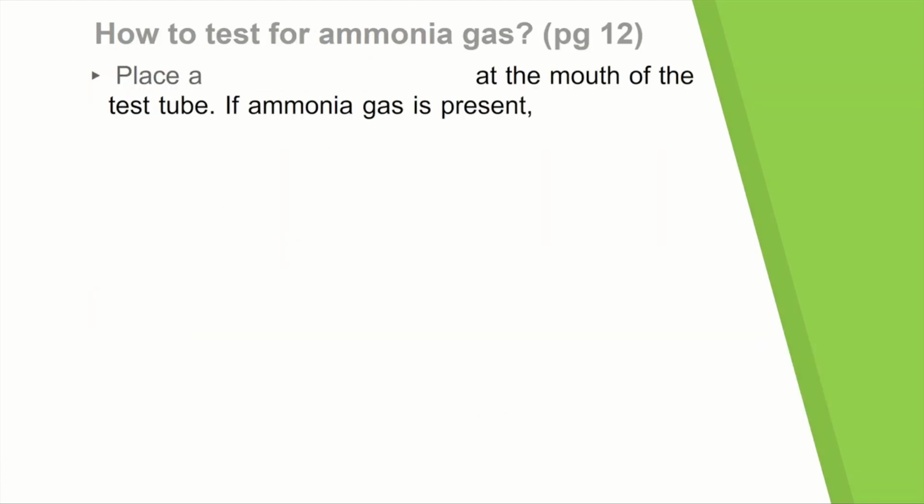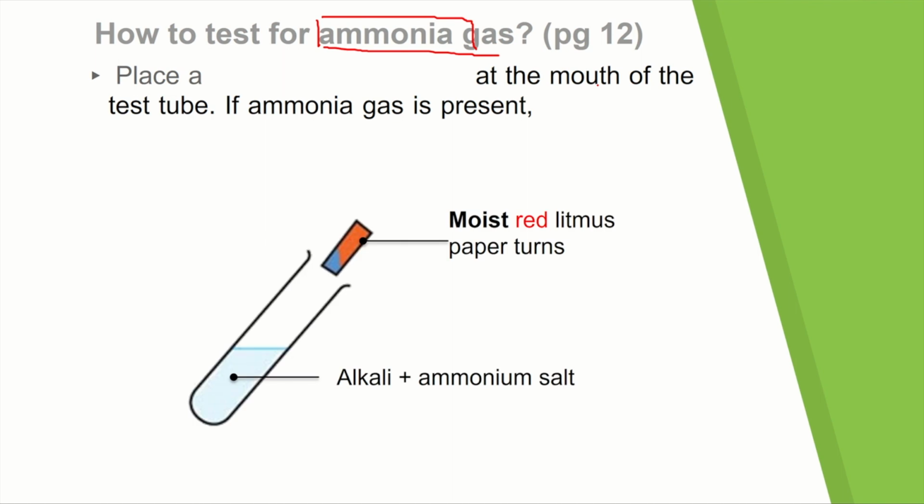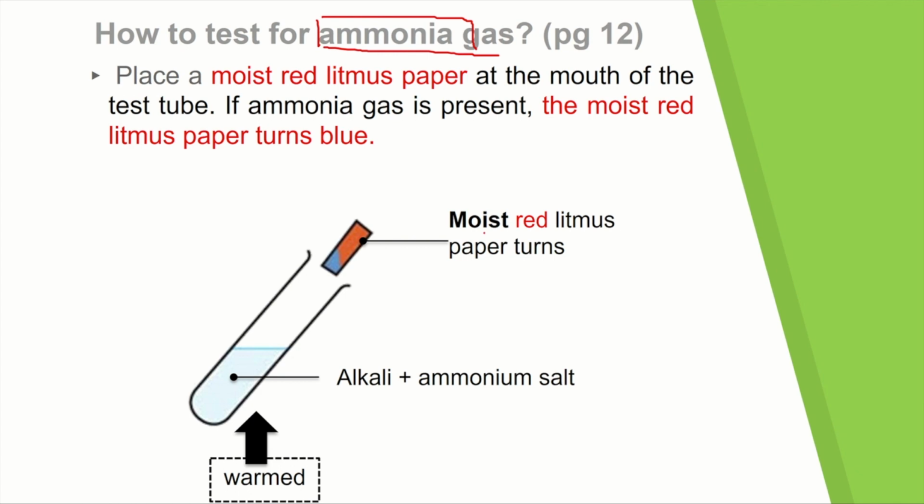So how to test for ammonia gas? Just now, what did we mention about ammonia? It is a special type of base, so it's an alkali. To test for alkali, we use moist red litmus paper. If ammonia gas is present, moist red litmus paper will turn blue.